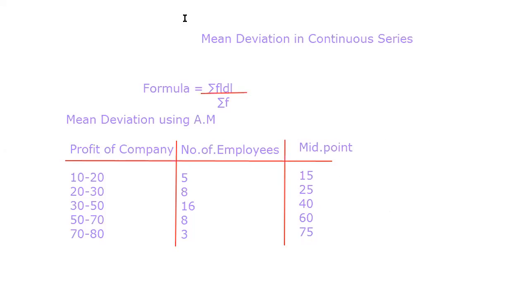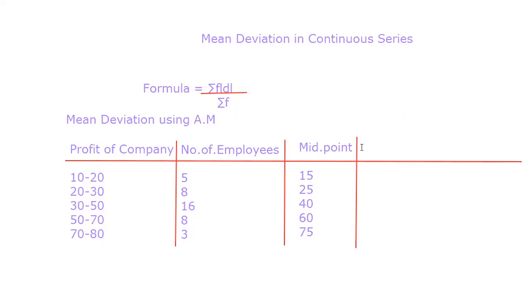So after the midpoint, what do we need to find? What is the next step to identify the arithmetic mean in a continuous series? I hope you all remember. Now we need to find f into m, right? This is our frequency and this is our midpoint, so we multiply frequency into m. First, 5 into 15, how much? 75.